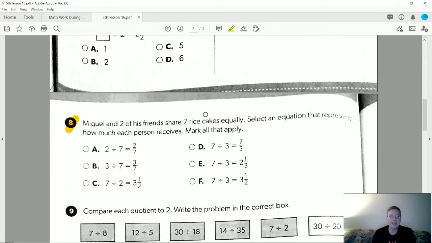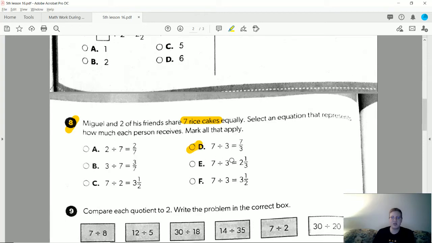Number 8, Miguel and 2 of his friends, 2 friends plus Miguel. So these questions always have some kind of trick to them. And the trick is we have 3 people that we are dividing our 7 cakes up into. So the first 2 don't work because that's how many people. We're not dividing the people, we are dividing the 7 rice cakes. So 7 divided by 2 is not going to work because we have 3 people. 7 divided by 3, that does equal 7/3, so this one is good.